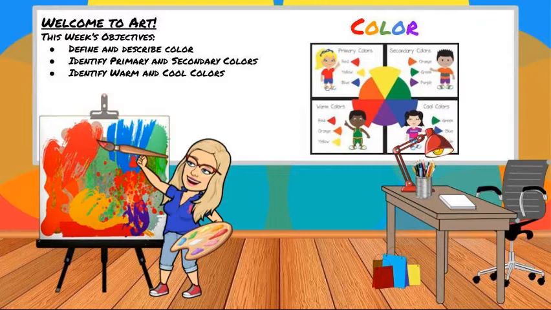This week we are talking about color. We are going to define and describe color. We're going to identify primary and secondary colors, and we are going to identify warm and cool colors. Then we're going to do a fun rainbow project at the end. Let's get started.